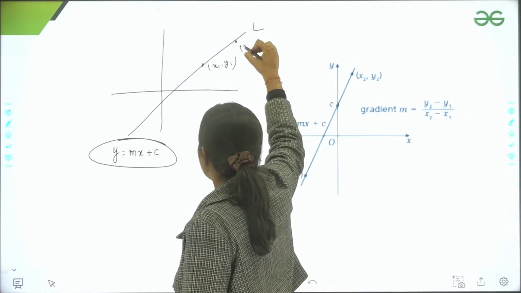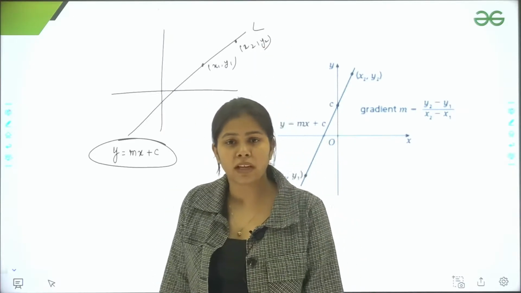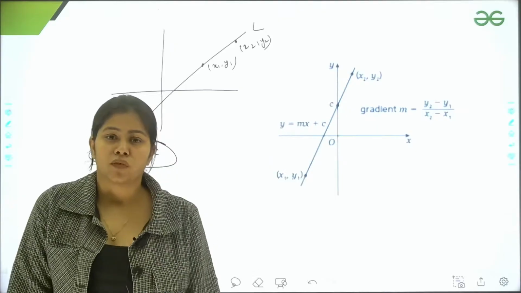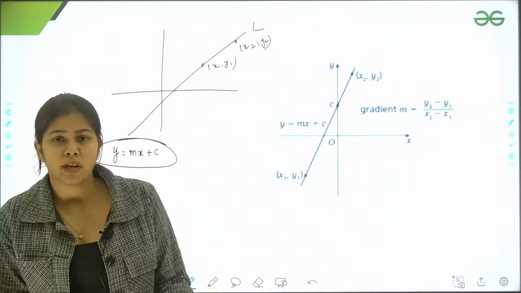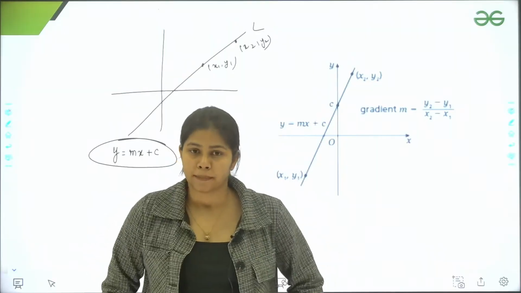Let's suppose I have been given two coordinates, (x1, y1) and (x2, y2). Then I can find the slope of a line and write down the equation of a line as y = mx + c. But now you would ask, what would be the value for c? How would I define c here?